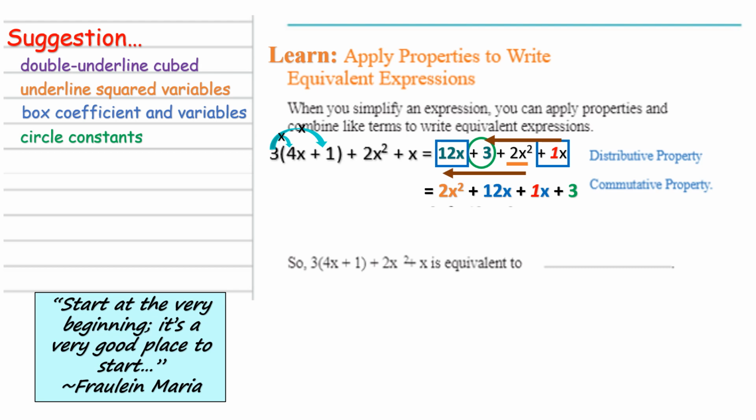Those are like terms grouped together from the boxes. And then I only have one constant, which is plus 3. So now I'm going to combine any of my like terms, which I have two of them. I have 12 plus 1. 12 plus 1 is 13. So I end up with a simplified expression of 2x squared plus 13x plus 3.